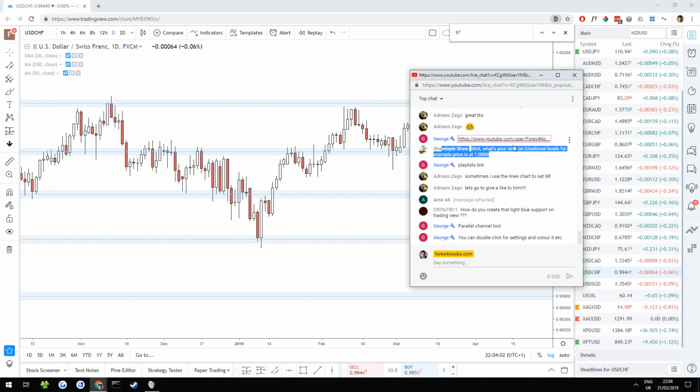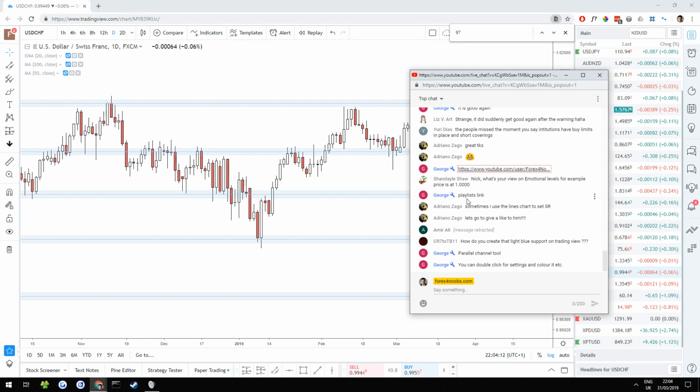I already answered that question. Psychological levels, emotional levels, they're the same thing. They're perfectly valid as support resistance, and you'll find a lot of my support resistance areas are at those whole numbers, those psychological levels.